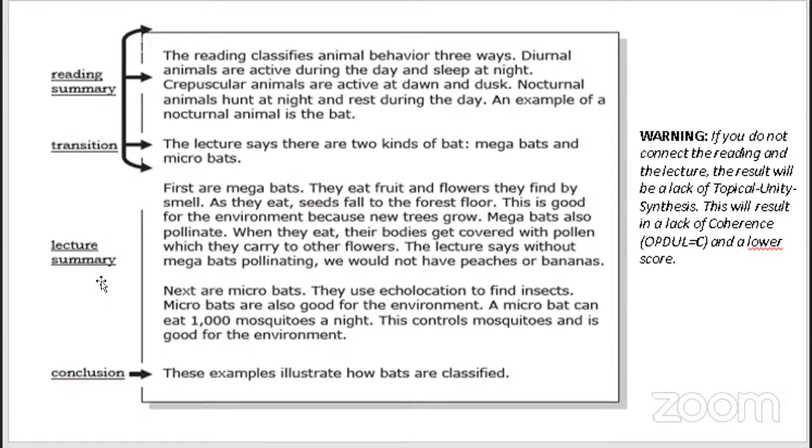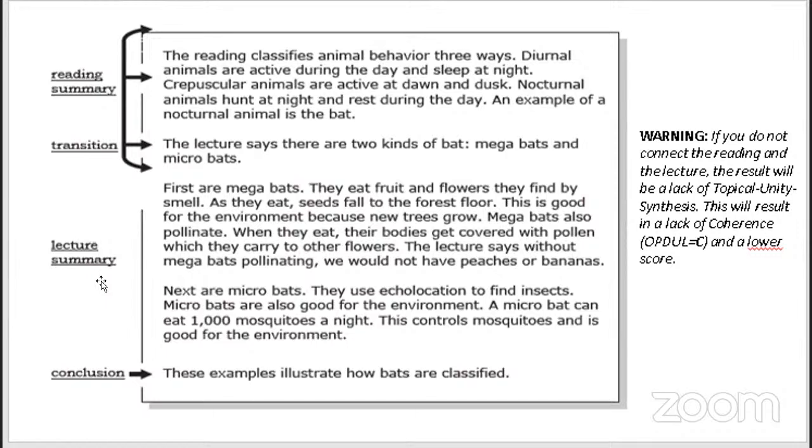First are megabats. They eat fruits and flowers they find by smell. As they eat, seeds fall to the forest floor. This is good for the environment because new trees grow. Megabats also pollinate when they eat. Their bodies get covered with pollen which they carry to other flowers. The lecture says, without megabats pollinating, we will not have big pears or bananas. Next are microbats.